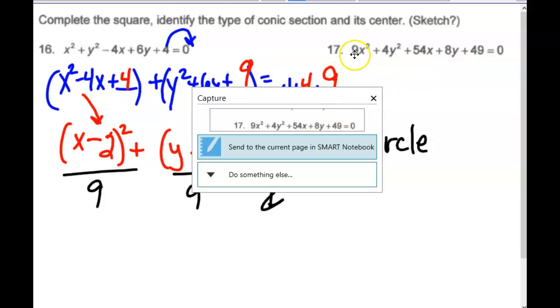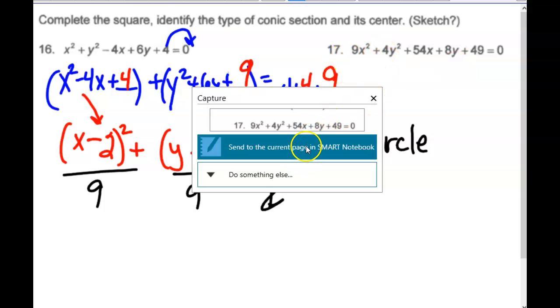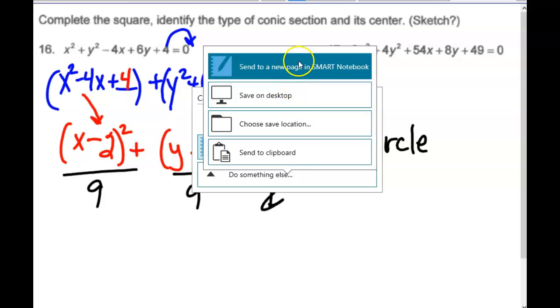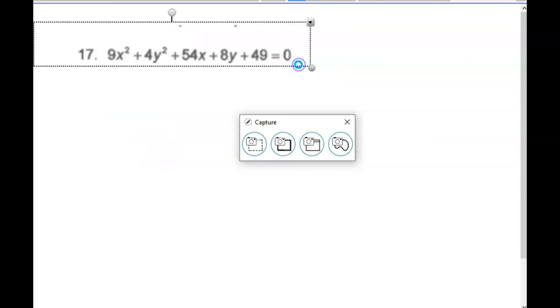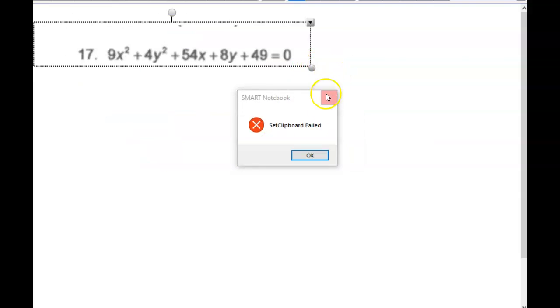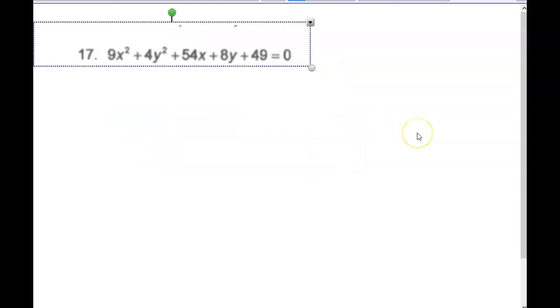Yeah, it's stretched in an X and Y, 2 different dimensions, right? 9 and 4. But nothing is negative. If it had a minus somewhere, then it would be possibly a hyperbola. All right.